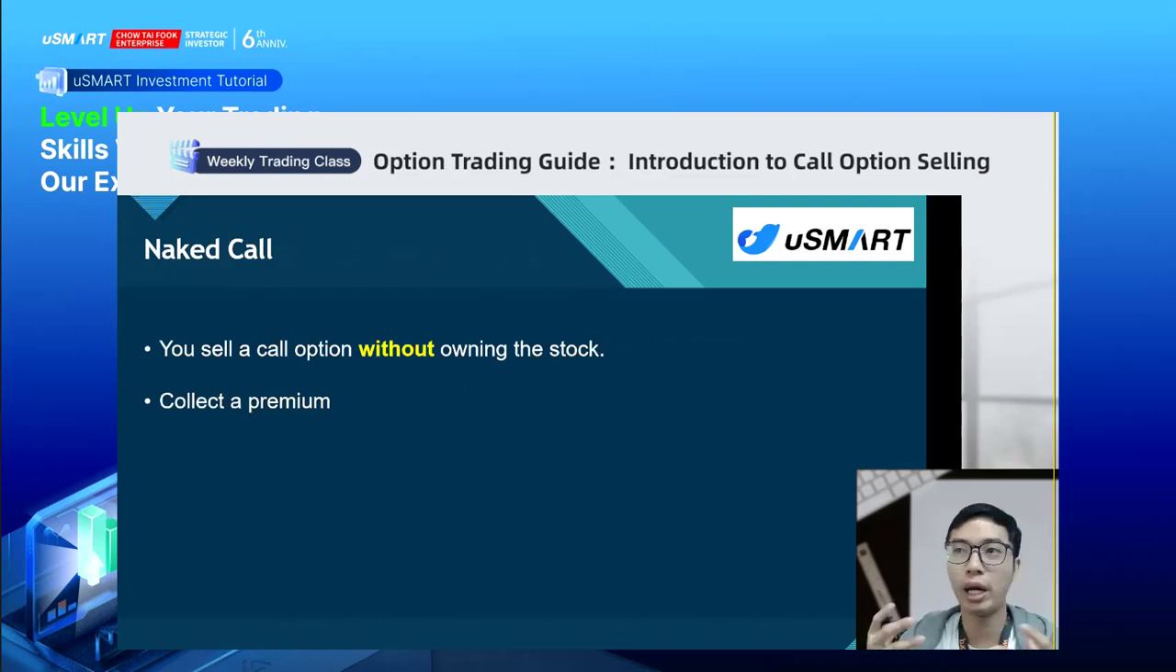Remember what I said? For a call buyer, you are looking for the market to go up, right? Then you profit from the uptrend of the market. Whereas for the call sellers, you don't want the price to go up. You want the price to stay sideways or even go down. Then your profit will be the premium. Your maximum profit will be the premium paid by the call buyer.